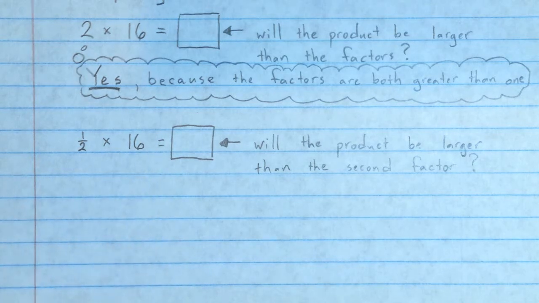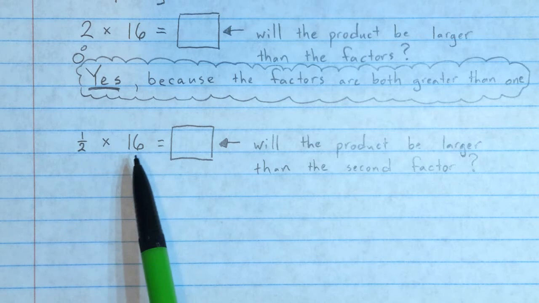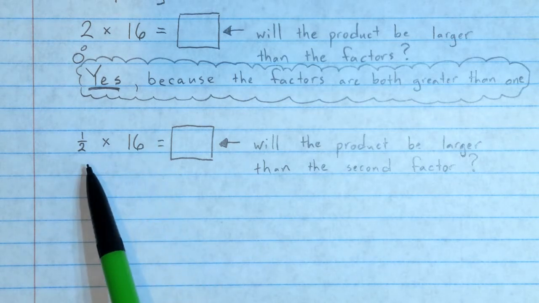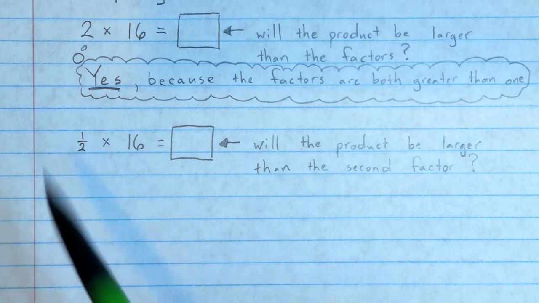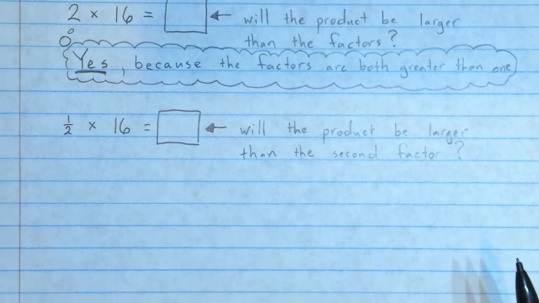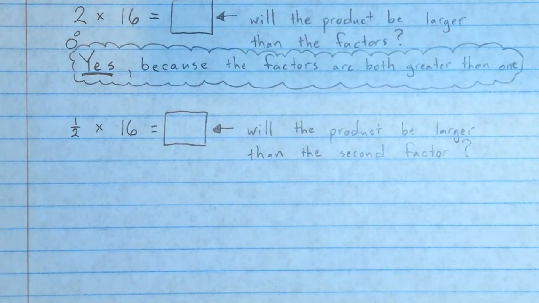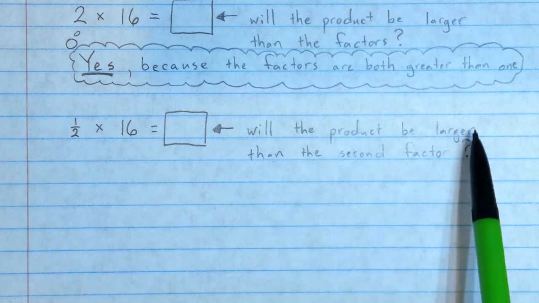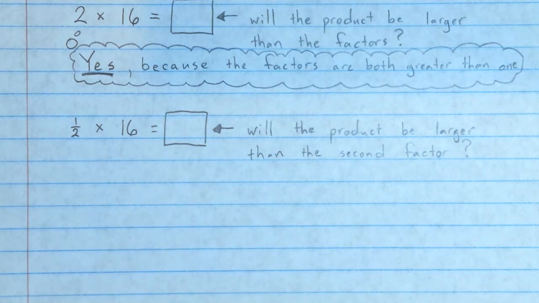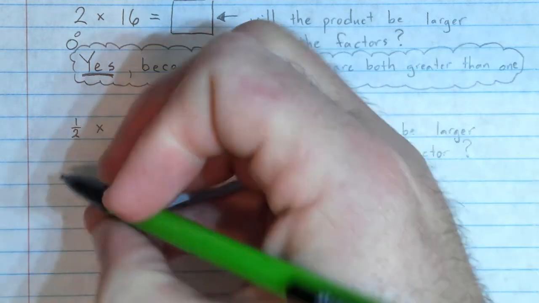16 is a whole number. 16 is a normal number. The type of number that you've been working with since you were young. Now, fractions are numbers too. 1/2 is a number also, but there's some different rules to it. Okay? And this is one of them. As we're looking at this, do you think the product will be larger than the 16, than the second factor, the whole factor?